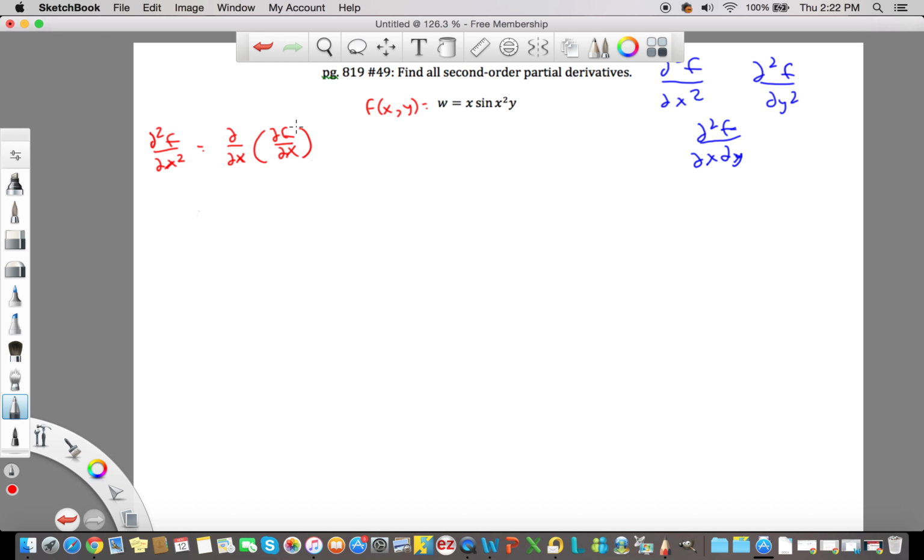Okay, so let's do that. First we have to find df dx. Let's make that our first priority. This is going to be a product rule because we're doing it with respect to x, and you have an x here and an x inside the parentheses. So the derivative of the first is 1 times the second, which is sine of x squared y. And then we're going to add the first, which is x.